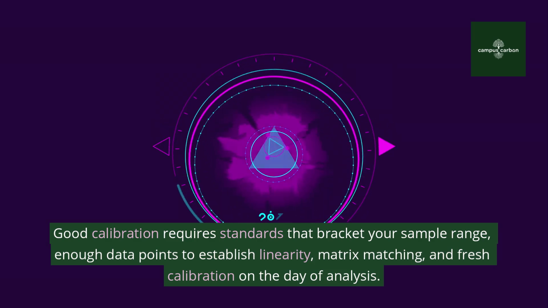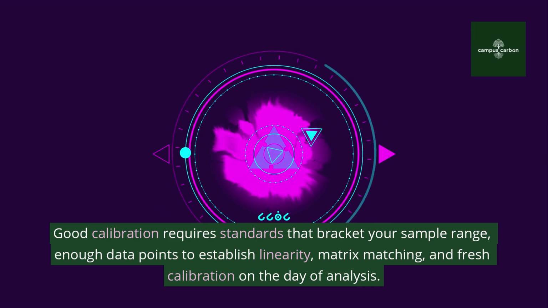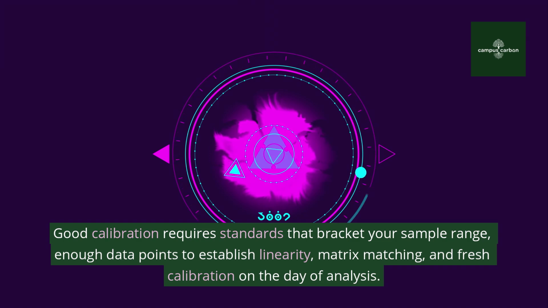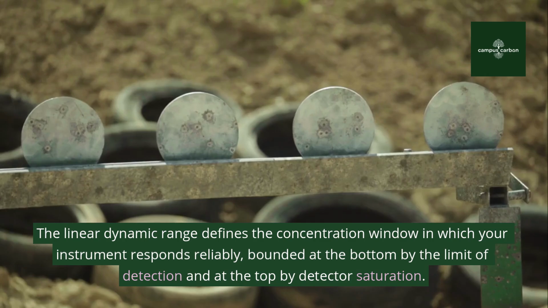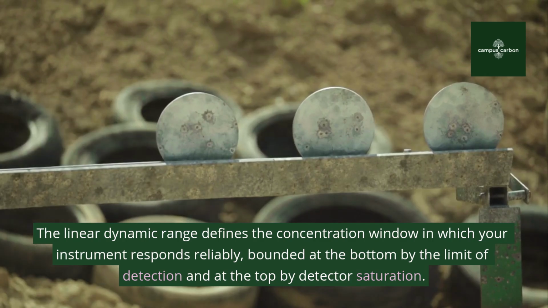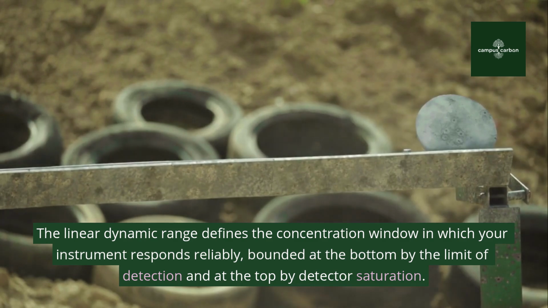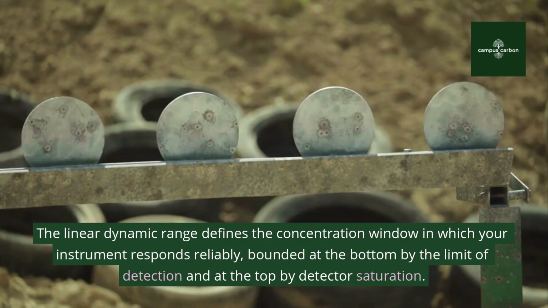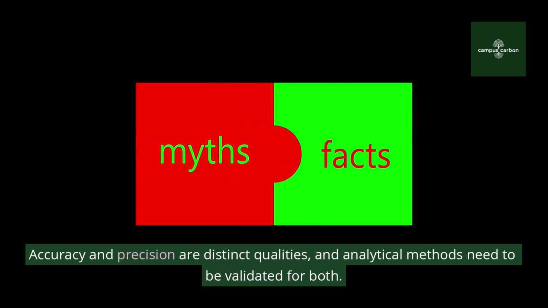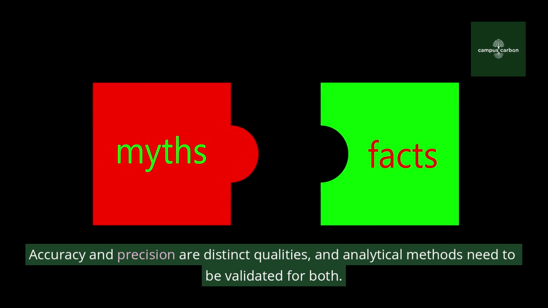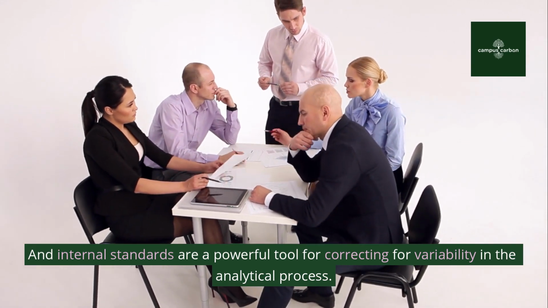Good calibration requires standards that bracket your sample range, enough data points to establish linearity, matrix matching, and fresh calibration on the day of analysis. The linear dynamic range defines the concentration window in which your instrument responds reliably, bounded at the bottom by the limit of detection and at the top by detector saturation. Accuracy and precision are distinct qualities, and analytical methods need to be validated for both. And internal standards are a powerful tool for correcting for variability in the analytical process.